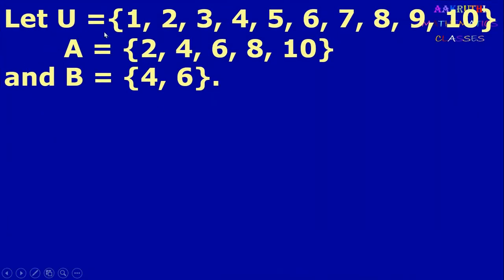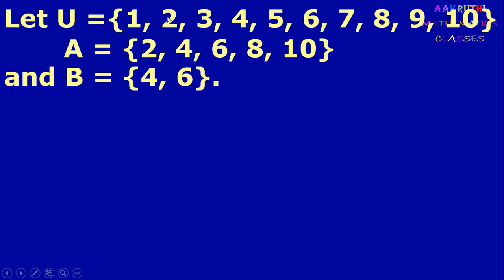So next, consider U equal to 1, 2, 3, 4, 5, 6, 7, 8, 9, 10 and A equal to 2, 4, 6, 8, 10 and B equal to 4, 6. Now see here, A is a subset of U and B is again a subset of A. U is the universal set, A is a subset of U, and B is also a subset of A.